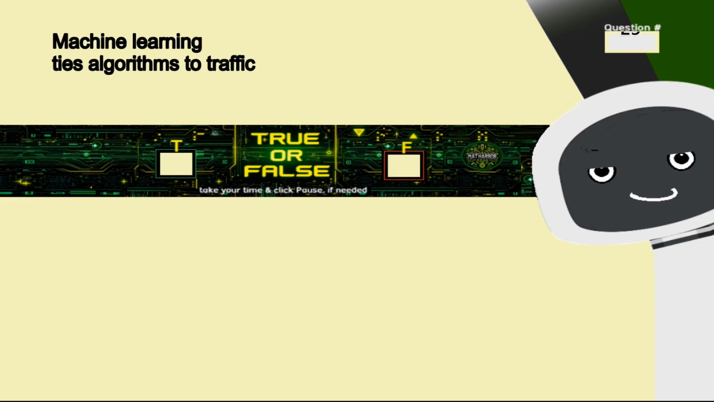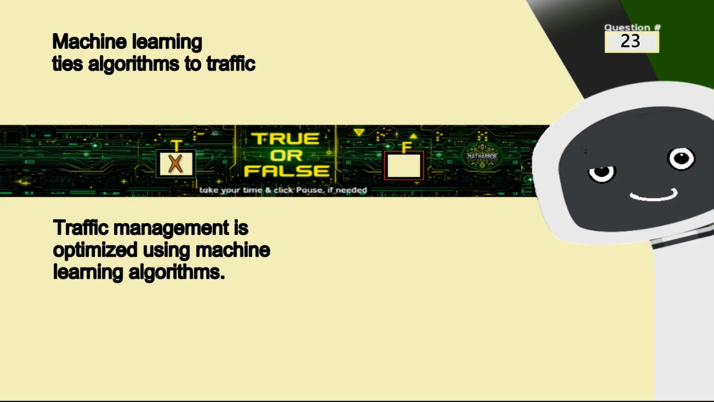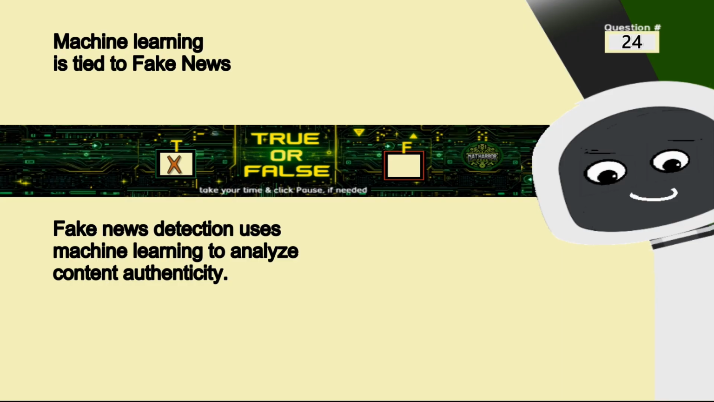True or false? Machine learning ties algorithms to traffic. That is true. Traffic management is optimized using machine learning algorithms. Machine learning is tied to fake news. Well, that may be true in more ways than one, but specifically, fake news detection uses machine learning to analyze content authenticity.